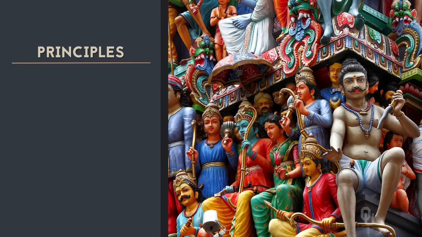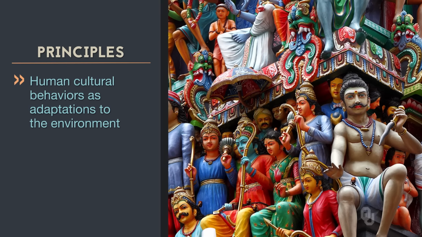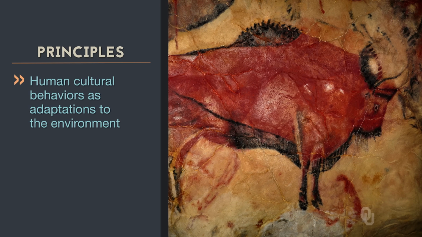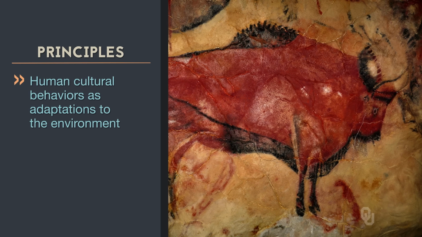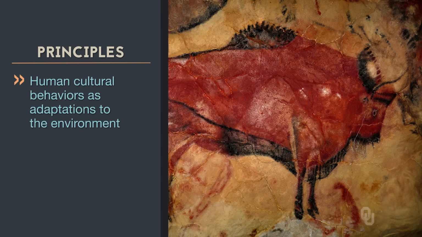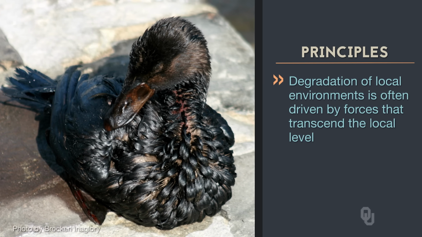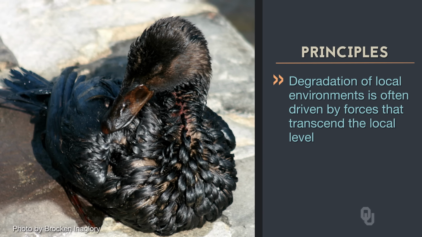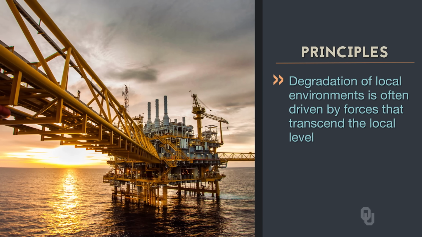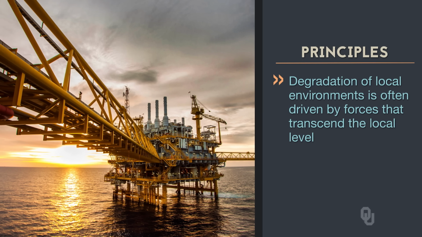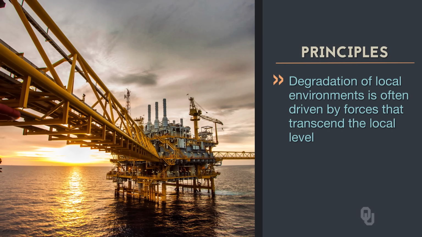One is that political ecologists look to human cultural behaviors as adaptations to the environment. This means that human societies, even and perhaps especially those often disregarded as primitive, often have highly sophisticated ways of interacting with and managing their environments. As we know, however, human adaptations are not always in sync with what the environment can sustain. And so another principle of political ecology is that degradation of local environments is often driven by forces that transcend the local level. Against the tendency to blame local peoples for environmental degradation, political ecologists draw attention to how local land and resource use decisions are shaped by political economic forces that operate at the regional, national, and global scales.